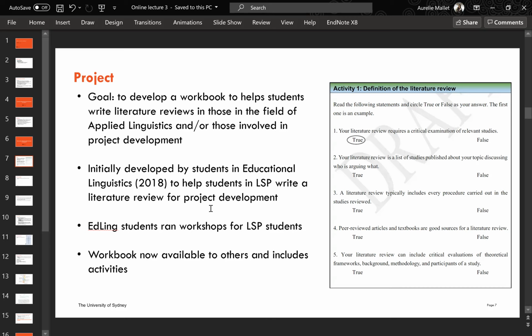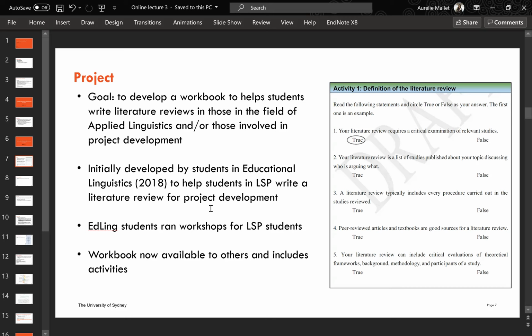And initially, it was developed for the then Language Society Empower students, because just like you guys need to develop materials, the 2018 Language Society Empower students had to also design something. In their case, they had to design a video looking at how Indigenous communities had done something to empower themselves. So as part of that, they had to write a literature review.